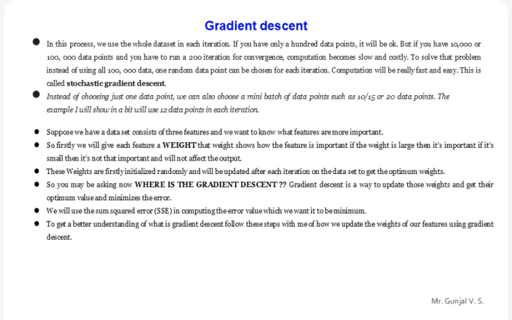To solve that problem, instead of using all 100,000 data points, a random data point can be chosen for each iteration. Computation will be really fast. This is called stochastic gradient descent.